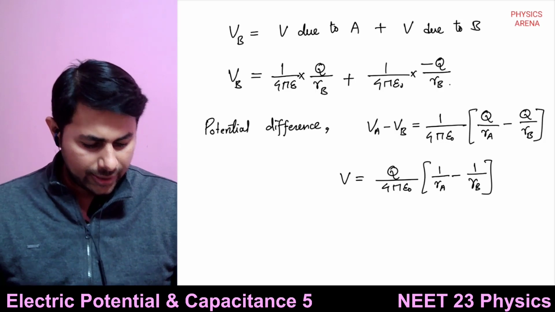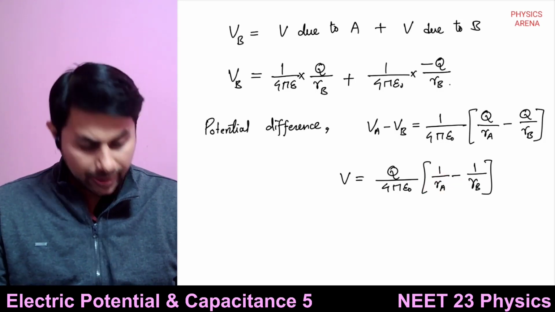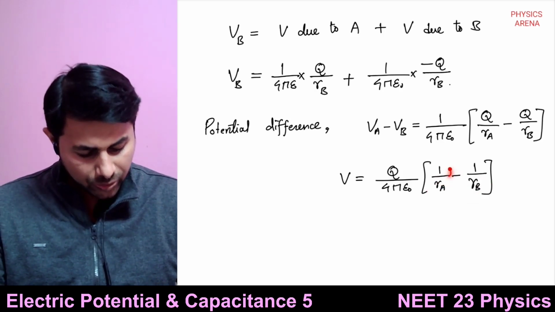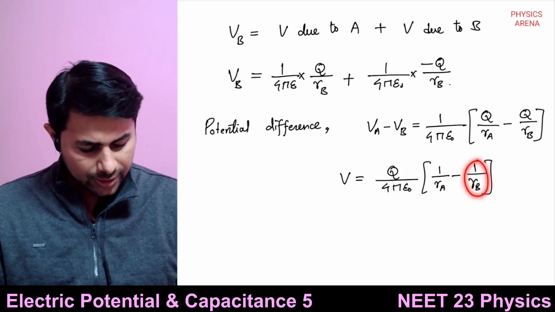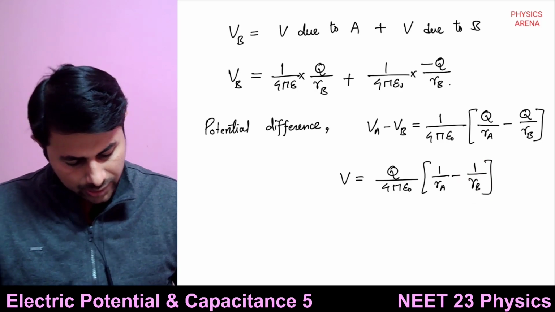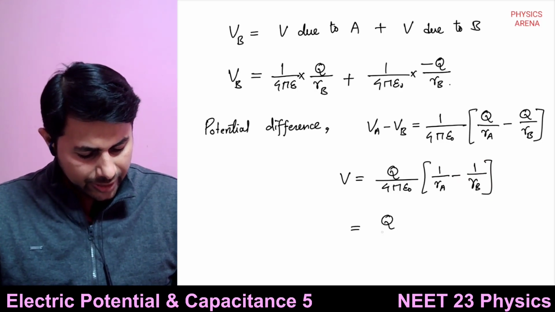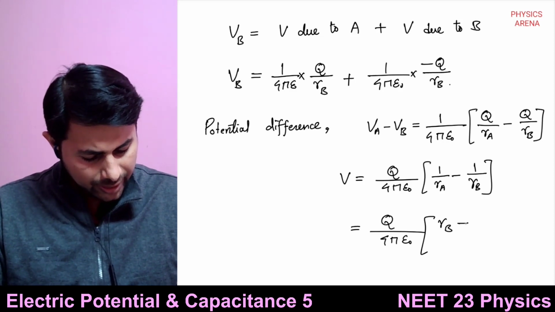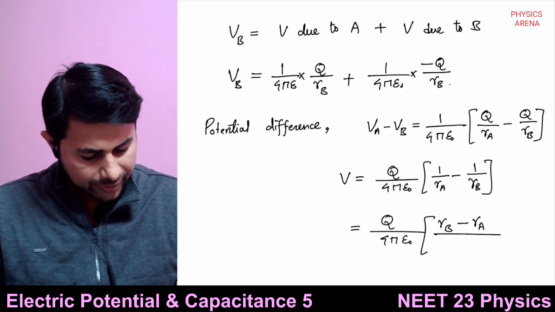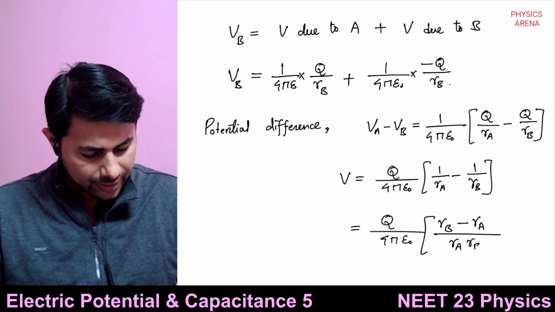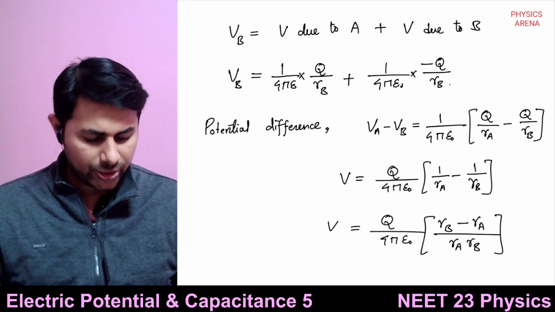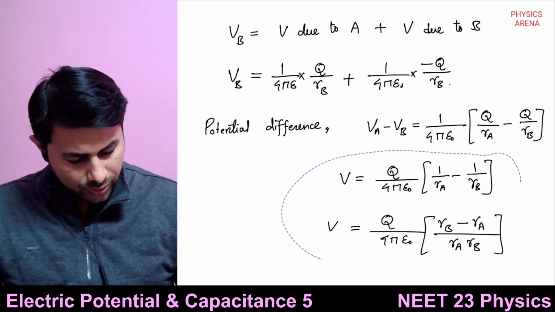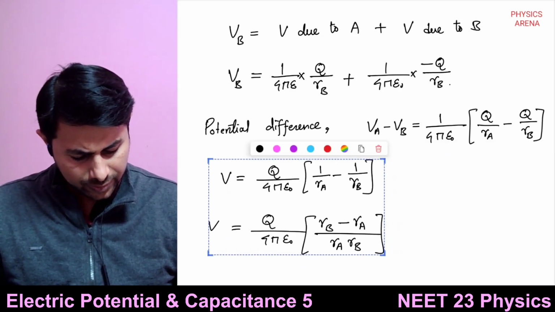Okay. And then we can make the denominator the same, so it will be RA times RB. That means we multiply one term with RB and the other term with RA. So what do we get? We get Q divided by 4 pi epsilon naught multiplied by RB minus RA divided by RA times RB. So this is the potential difference between the two spheres.